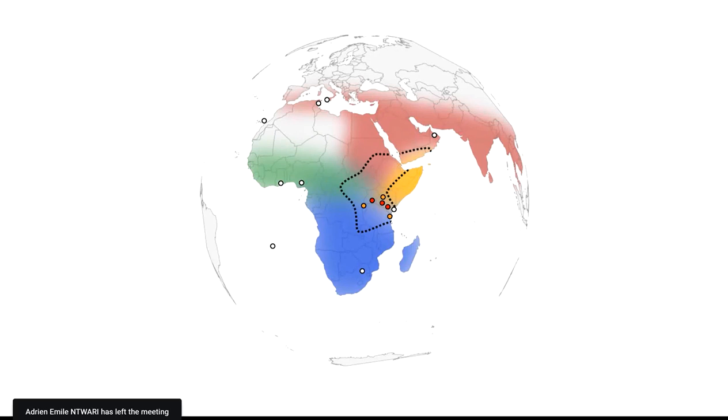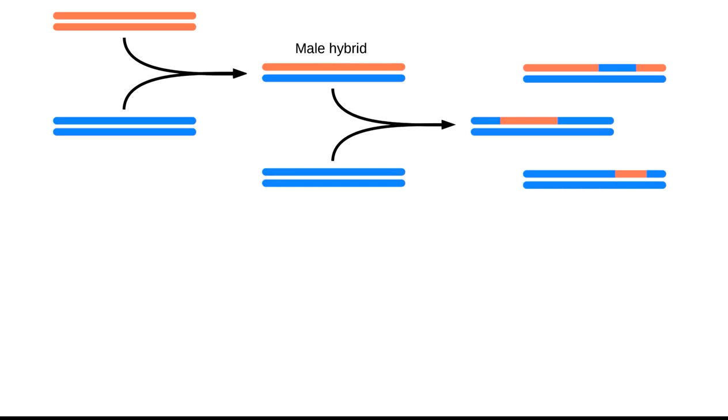So if all the males are dying in this contact zone, what does that mean for the movement of genes between these populations? Just a reminder, this is what we get when male hybrids mate. We get recombination, and we can produce all sorts of recombinant mixed individuals.